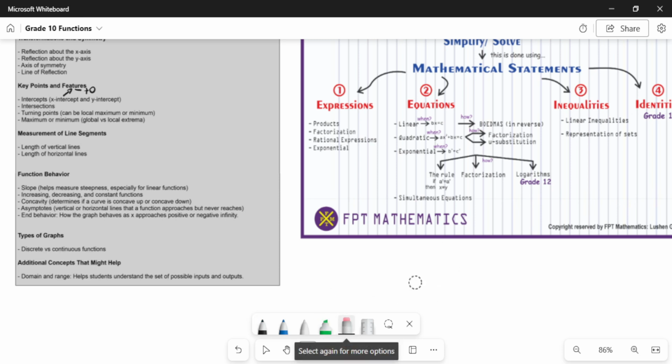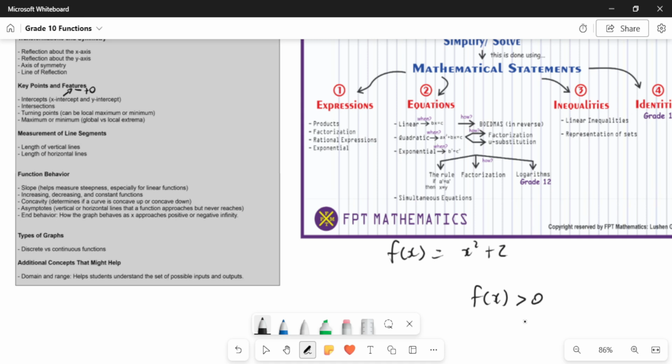Right? Where would this be important? In a question, they'll tell you like this here. They'll say f of x is equal to x squared plus 2. Then at the bottom, they'll say, okay, for what values of x is f of x greater than 0? What is f of x? f of x is the y values.